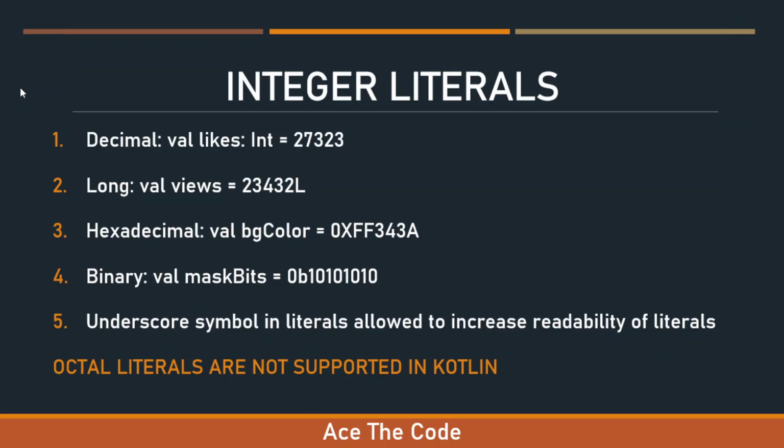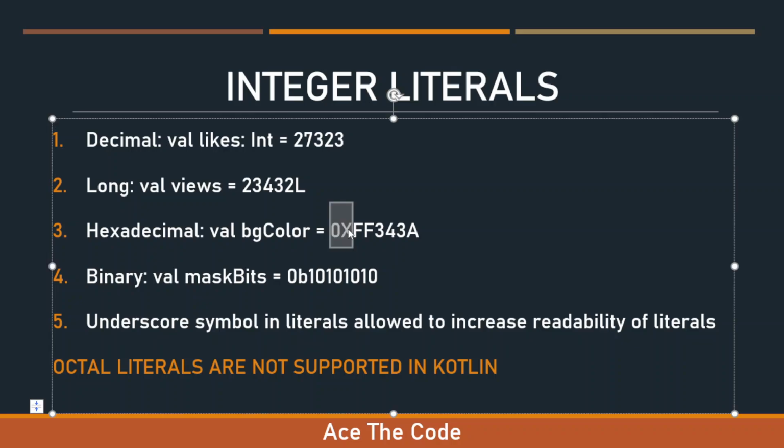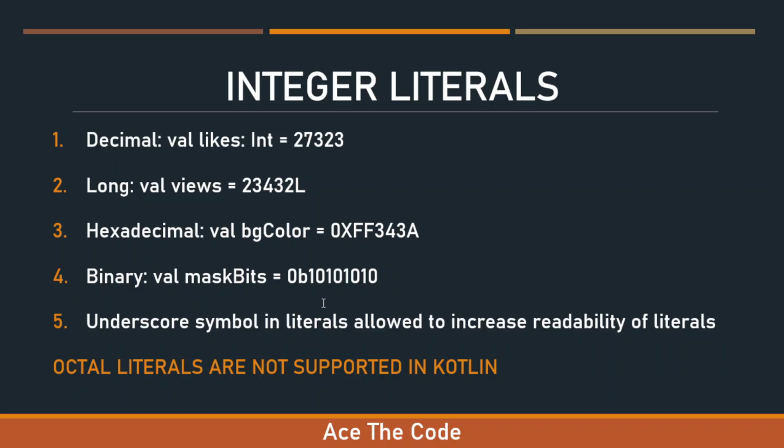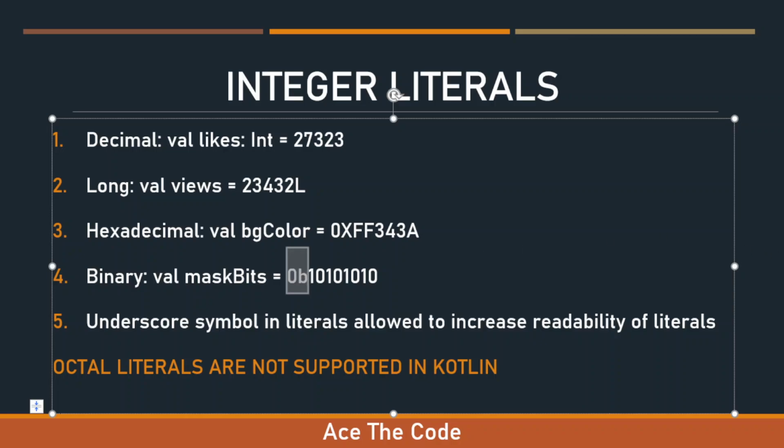Integer literals can also be expressed as hexadecimal numbers. Hexadecimal numbers are useful to represent colors, encoding strings and so on. For expressing hexadecimal literals, they should start with 0x. Kotlin also allows you to express your integer literals in binary format if you want. For that, your binary number should start with 0b.